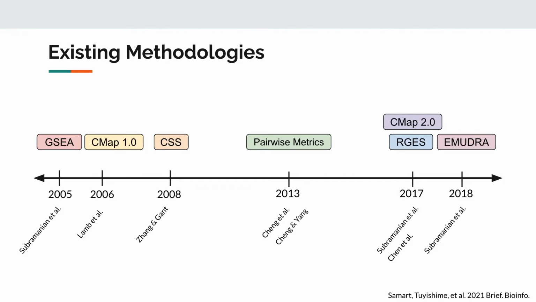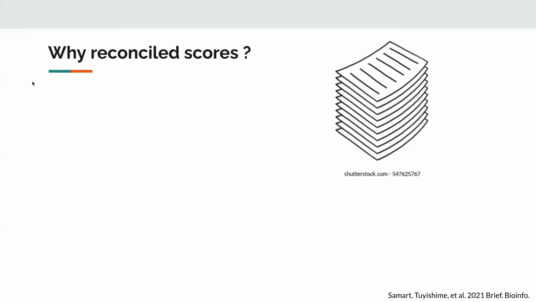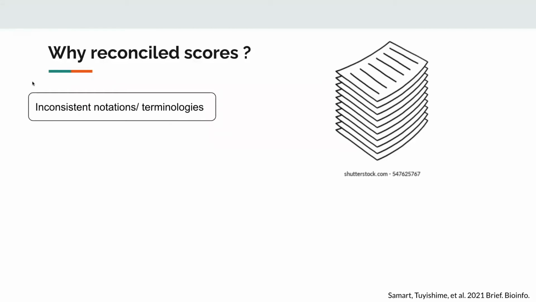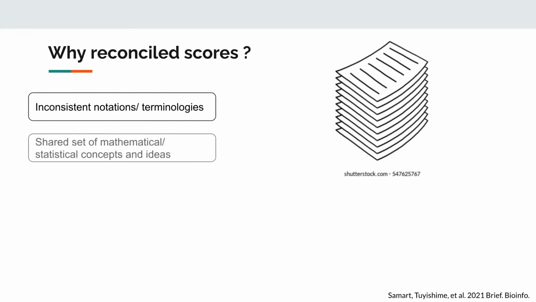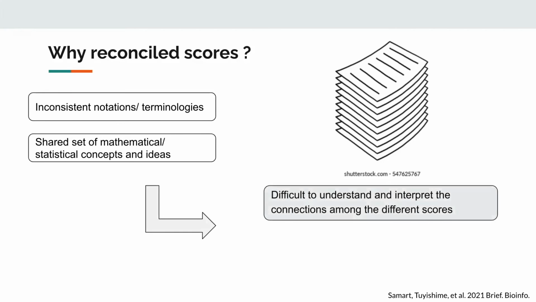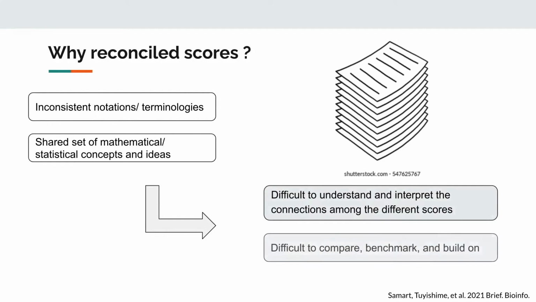In this figure here, we're showing a brief history of connectivity scores and metrics that have been proposed by different studies over the past 15 years. Unfortunately, these existing methods have been described using inconsistent notation and terminologies, although they have been built upon a shared set of mathematical and statistical concepts and ideas. So it is difficult for us to understand and interpret the connections among the different scores, and also difficult to compare, benchmark, and build on.